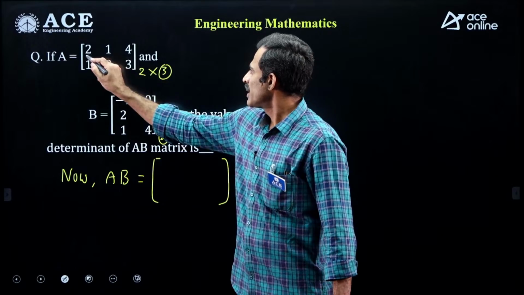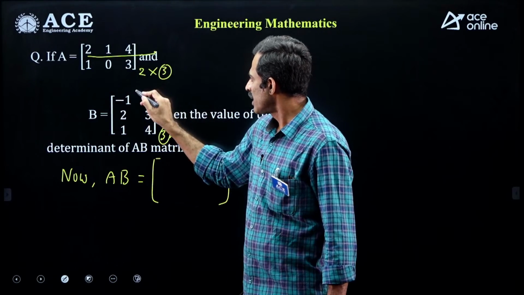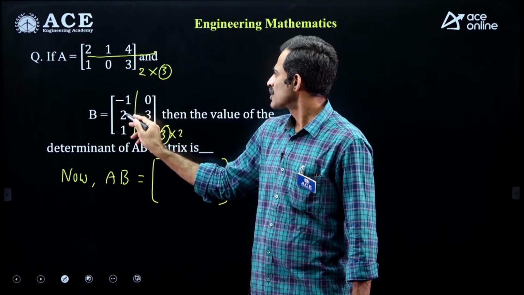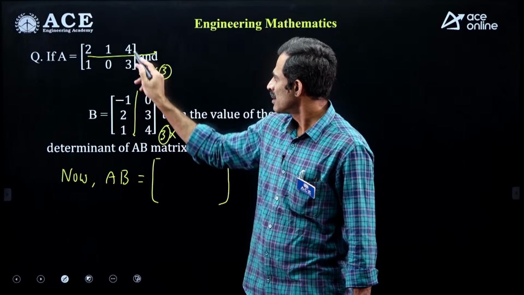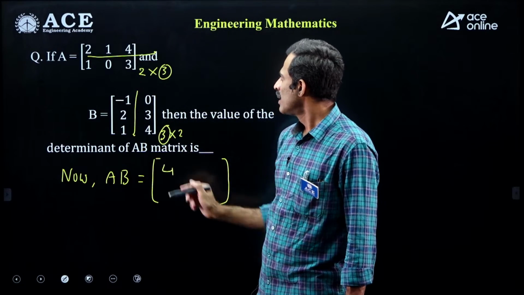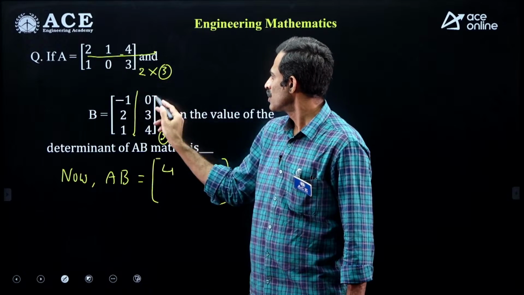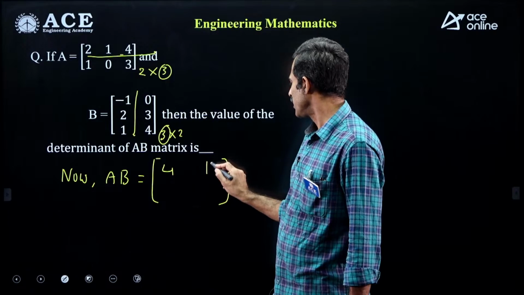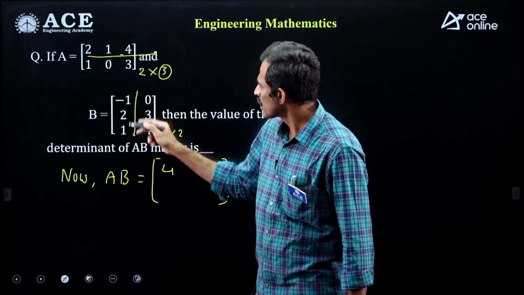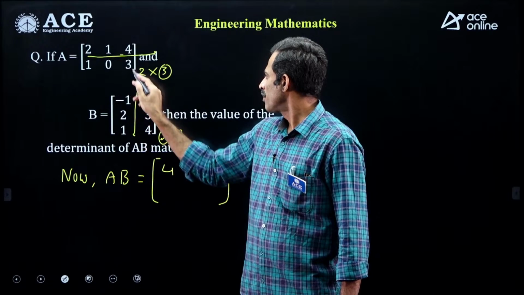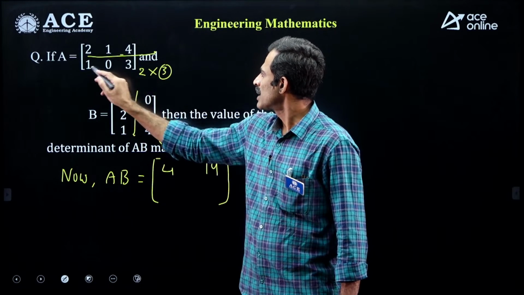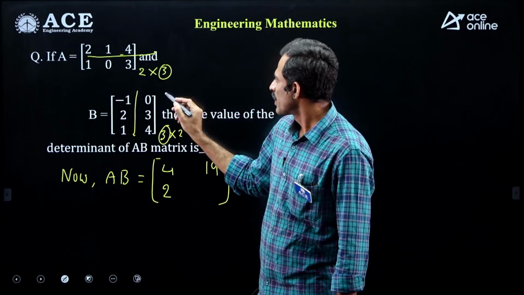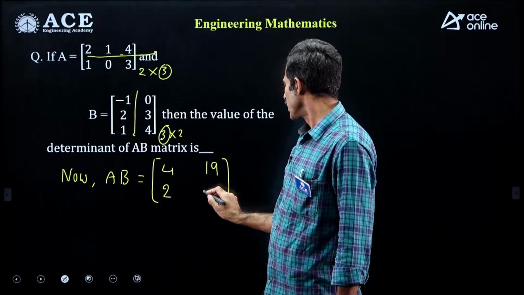The first element is given by the first row of the first matrix and the first column of the second matrix. 2 into minus 2 plus 2, minus 2 plus 2 get cancelled. Next 4 into 1, that is 4. Next first row second column, 2 into 0 is 0, 1 into 3 is 3, 4 into 4 is 16, 16 plus 3 is 19. Next second row first column, minus 1 plus 0 plus 3, that is 2. Next second row second column, 0, 3 into 4 is 12.